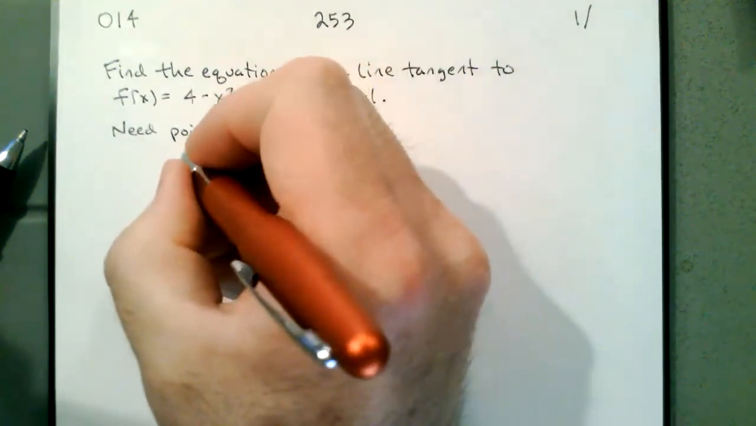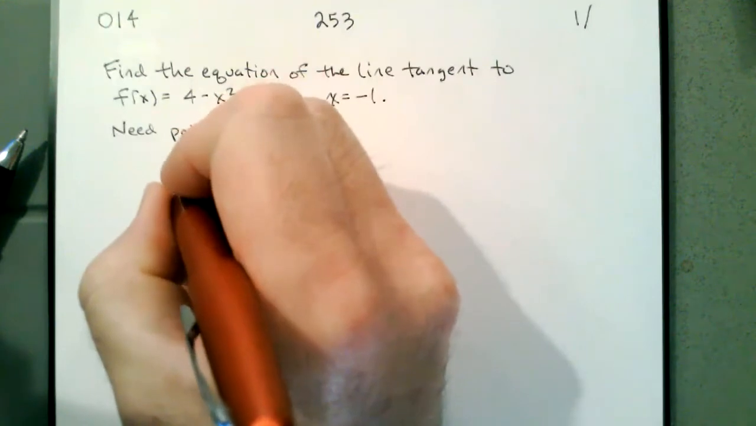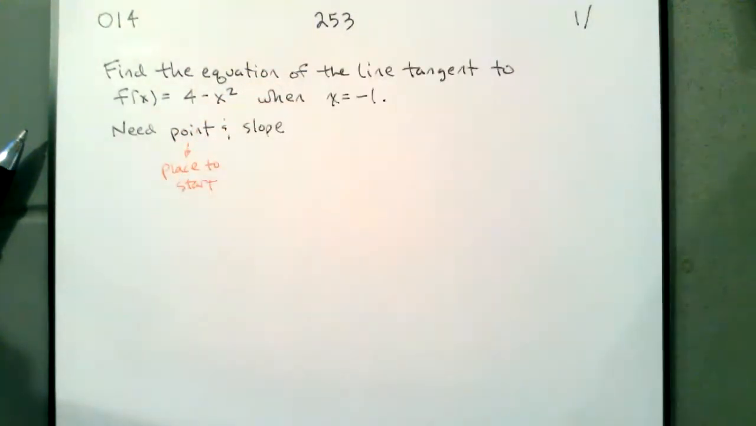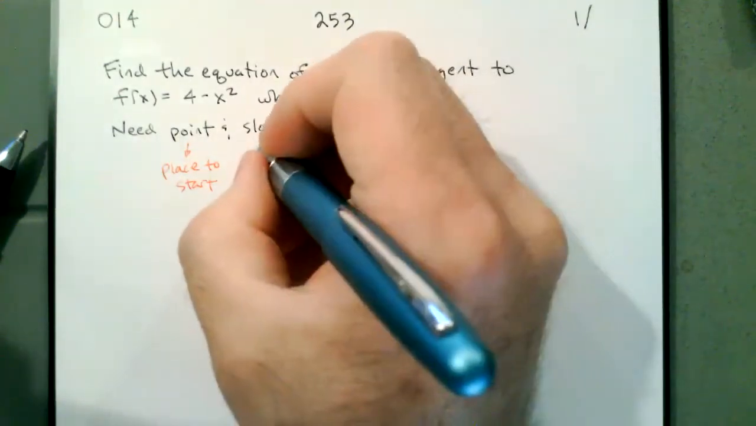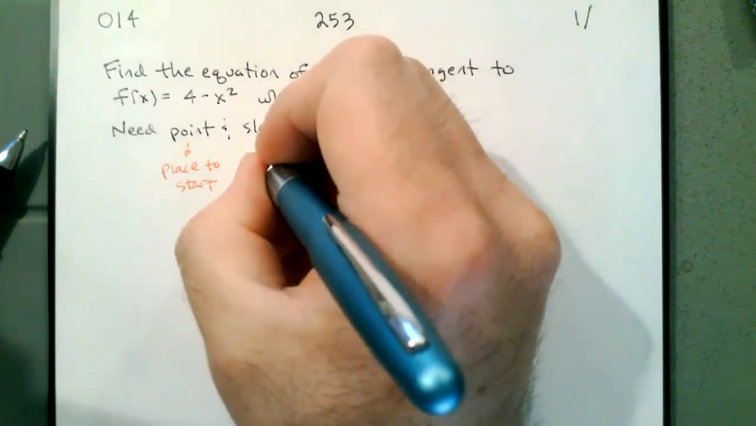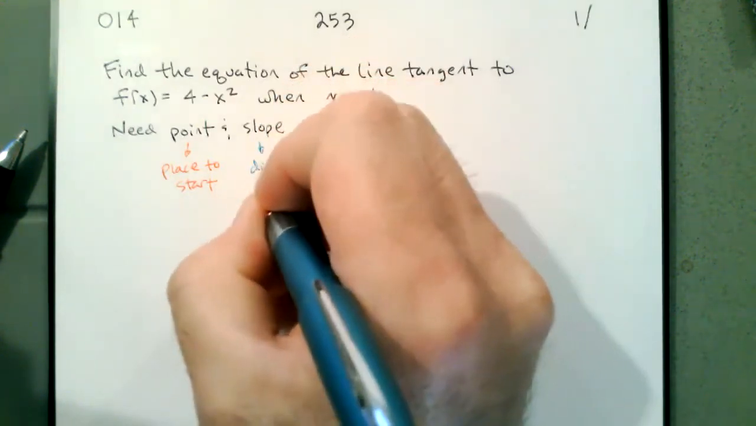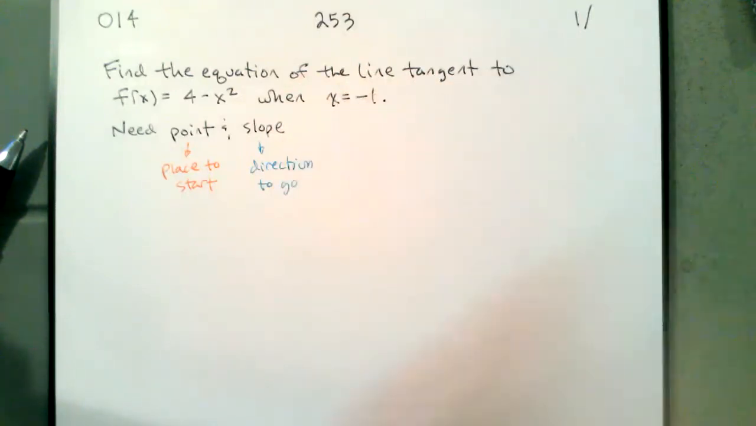So the point is the place to start, and the slope is a number that encodes the direction to go. That's why linear algebra is such an easy class, because everything is flat. We need a place to start and a direction to go.